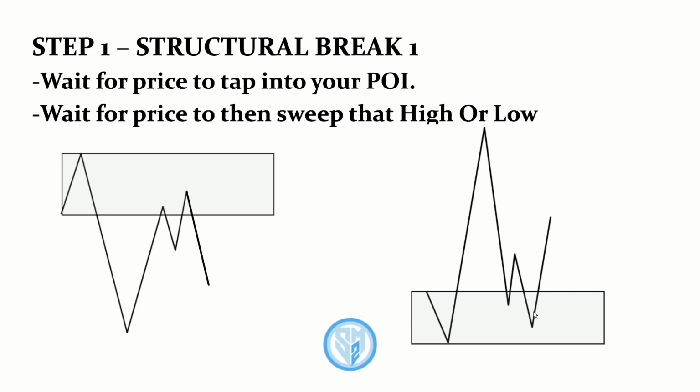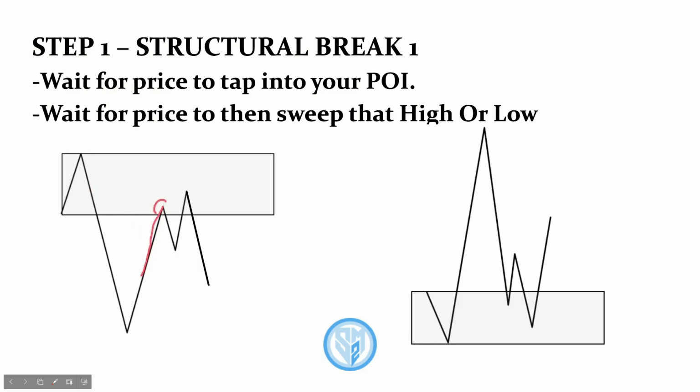So everyone, step one of the new change of character method is waiting for a structural break inside your POI. So let's go over that. Let's say we have our higher time frame zone over here. This box represents our higher time frame zone, and we're waiting for price to come into our zone. I'm going to wait for price to tap into my POI. And in this example, we have a supply zone, so I'm going to wait for price to tap into my supply zone.